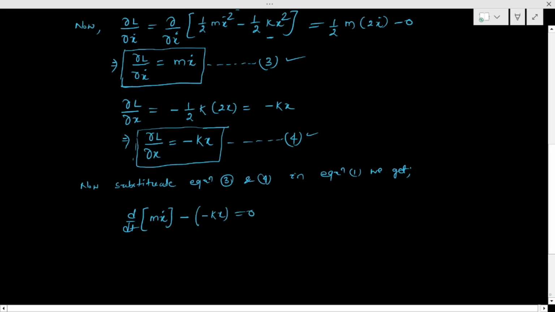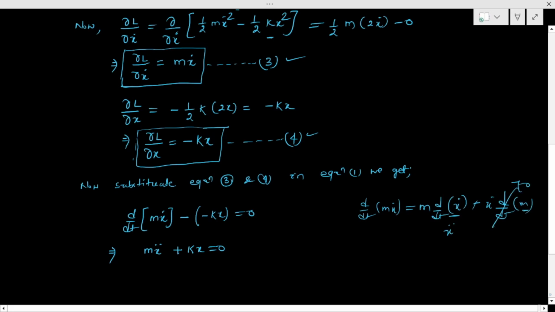So that implies here d/dt of mẋ will be mẍ, minus minus plus, it will be kx equal to 0. See how d/dt of mẋ will be mẍ here. If you apply the product rule, then it will be m times the derivative with respect to t of ẋ, plus ẋ times the derivative with respect to t of m. So m is a constant, this value will be 0 and this will be ẍ, so mẍ, right?